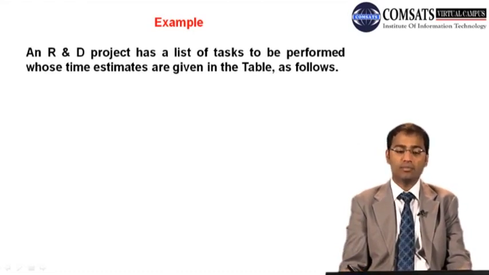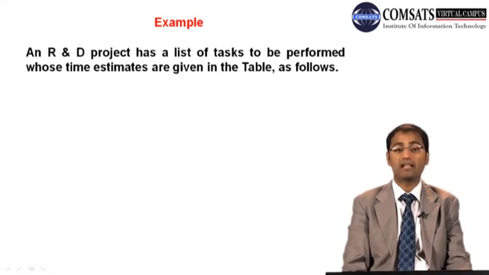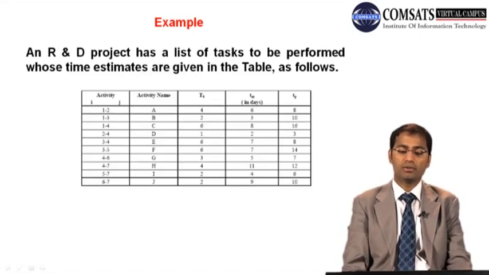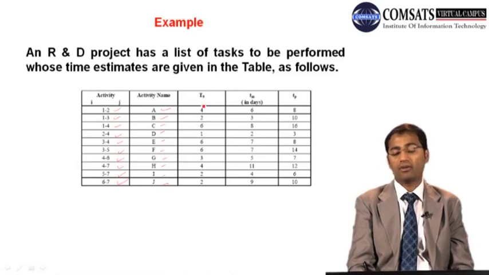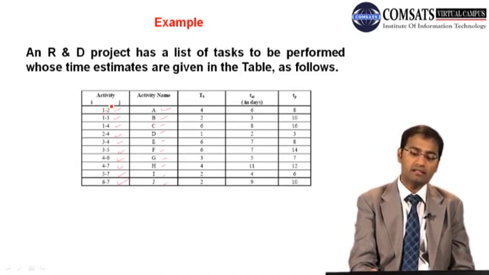An R&D project has a list of tasks to be performed whose time estimates are given in the table as follows. Activities 1-2, 1-3, 1-4, 2-4, 3-4, 3-5, 4-6, 4-7, 5-7, 6-7. Activity names are A, B, C, D, E, F, G, H, I, J. And what is the relationship? Which activity is dependent on which activity? So these are another way of showing the relationship.